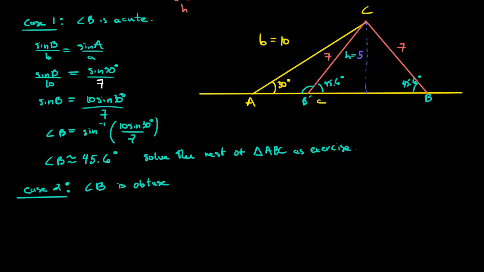That means that this angle B prime, so in case 2, angle B, or I guess we could call it B prime, is equal to 180 degrees minus 45.6 degrees, which is equal to 134.4 degrees. So another possible value for angle B is 134.4 degrees.